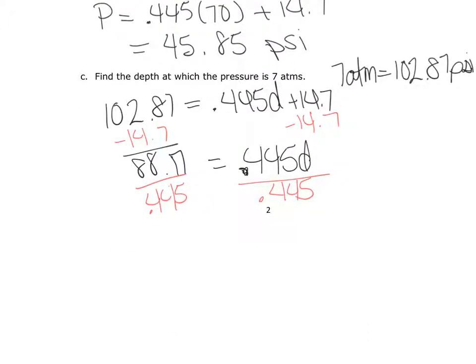And our final answer is a depth of, let me put that in black, so give me a moment, a final depth of, and I had 198.1 feet. Don't forget your units. So that tells me that at 198.1 feet, I would expect to have a pressure of 102.87 psi, or in other words, 7 ATMs.